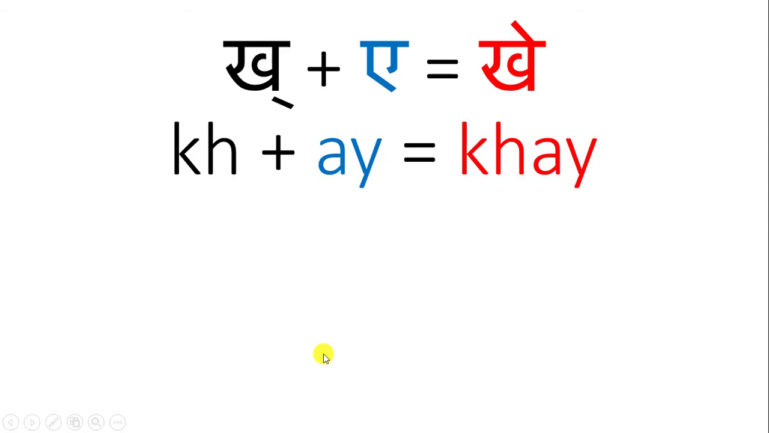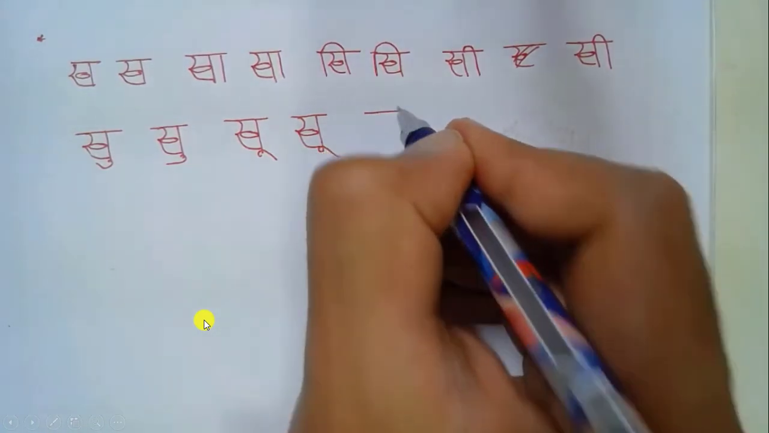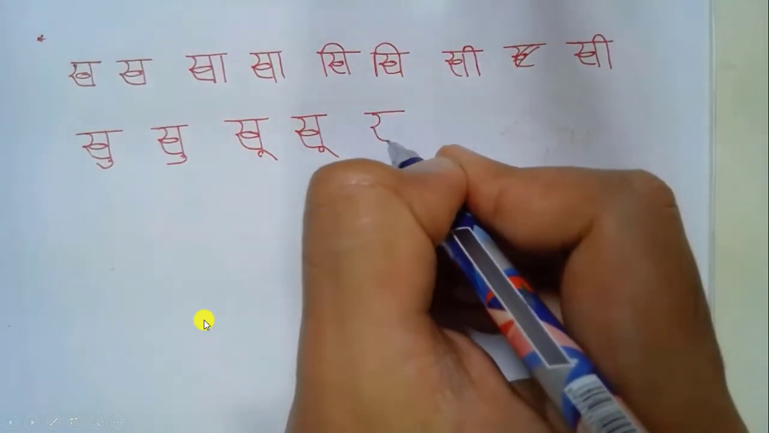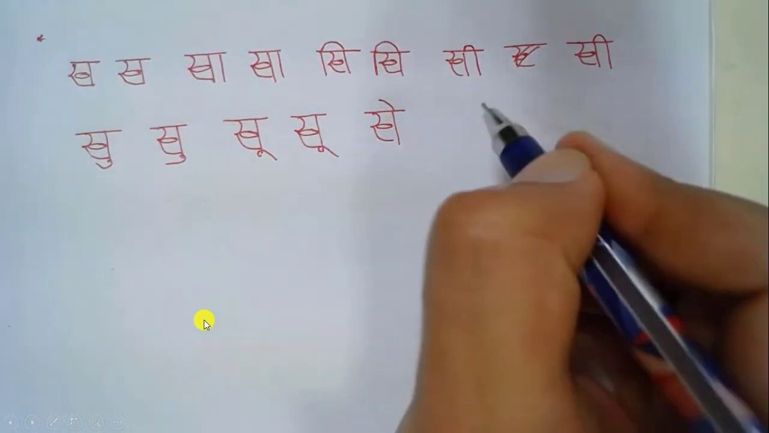The next sound is Ke. You get this sound Ke when you add K to E. K plus E equals Ke. And you write Ke like this.